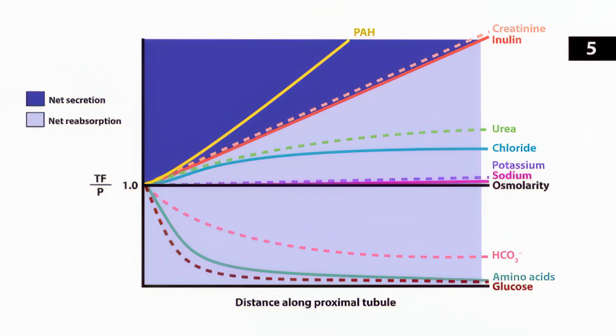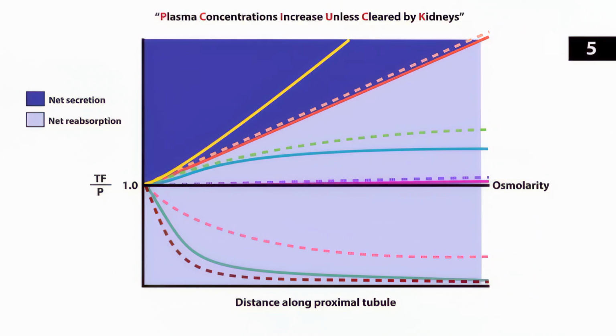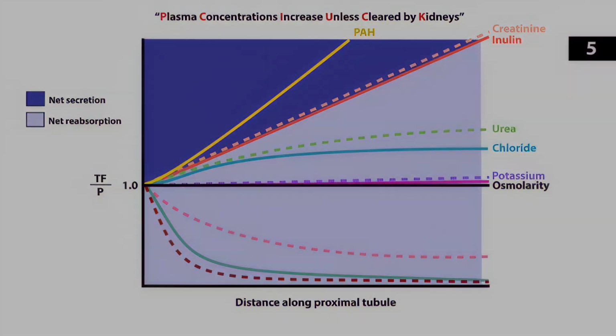A student sent us a mnemonic for the order of these substances above the osmolarity line, which is plasma concentrations increase unless cleared by the kidneys, which stands for PAH, creatinine, inulin, urea, chloride, and then K for potassium. And the Cl in cleared stands for the Cl in chloride.